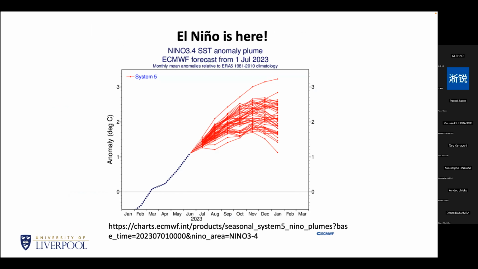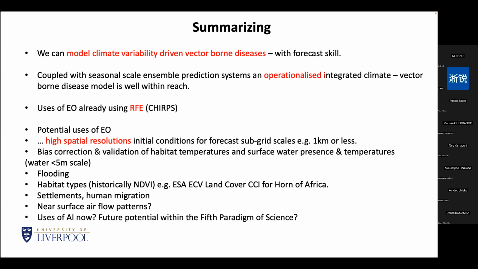Okay, let's try and summarize. So we can model climate variability driven vector-borne diseases over a number of different diseases using different climate model outputs combined in some cases with Earth observation. And we can show a skill in that forecast. We are very close to operationalizing what we're doing in the current project in the Greater Horn of Africa. That is our aim, to produce an operational system. Obviously, there's quite a difference between working at an R&D level and then working at an operational level.